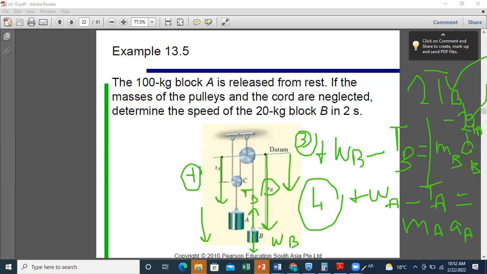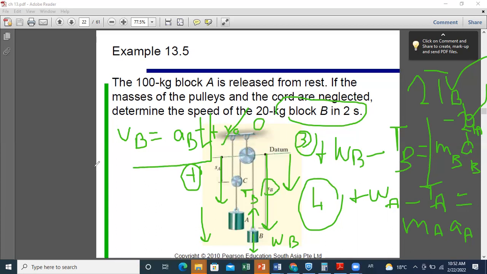And then you can get all your unknowns: TA, TB, AA, AB. And once I have the acceleration of block B, to get its velocity in 2 seconds, I simply say all my forces here are constant. So AA and AB are constant. This is why the velocity of B is acceleration of B times t plus V0. And since I released my system from rest, V0 is 0. So I can get the velocity of my block in 2 seconds. Okay, so this chapter combines several chapters. It combines chapter 12 and 13 in order to come up with a solution.